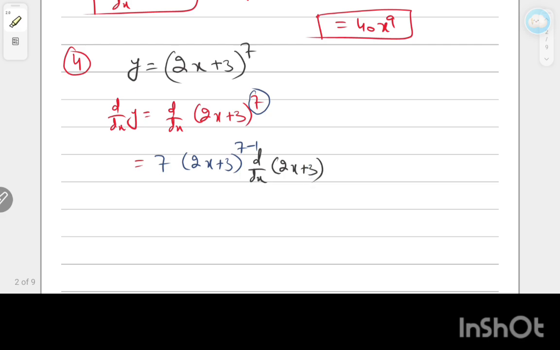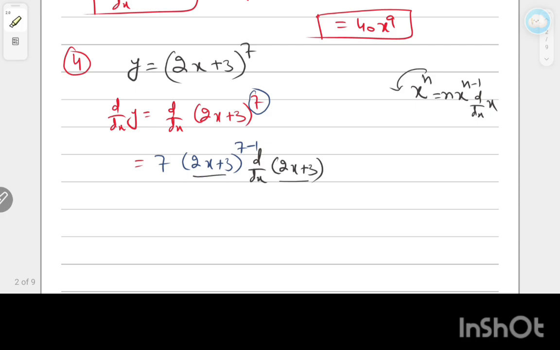Dear students, have you understood? Again, I have to repeat. First, the concept is that you have a power n. The power will come at the start, there is a subtraction of one from the power, and take the derivative of the term without the power. In this question, the power will come at the start. After that, we will subtract 1 from the power and take the derivative of the without-power term. What is the without-power term? This is 2x plus 3.